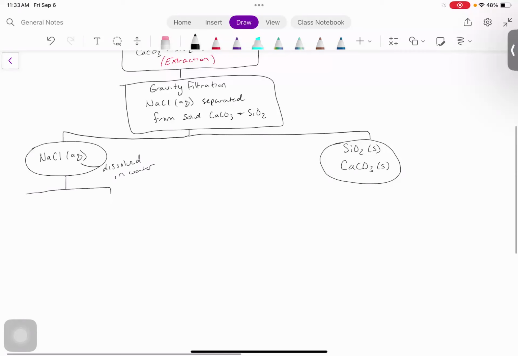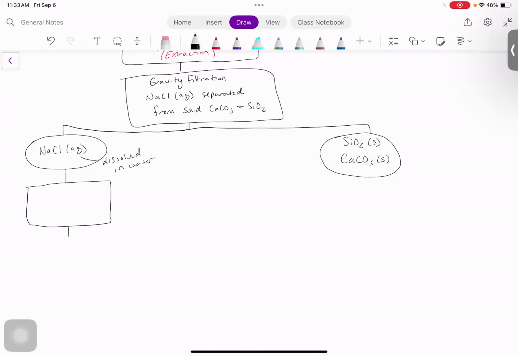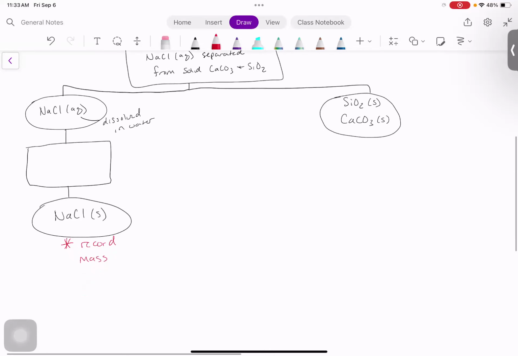So there's another action that has to go here, and I'll leave that to you to fill in what that action is until we can get the solid sodium chloride. So the solid sodium chloride is our end result. This is what we want. And this is what I'm going to record the mass of, the solid sodium chloride. And I'll use that mass in a calculation for the mass percent, right? Because I need that mass.